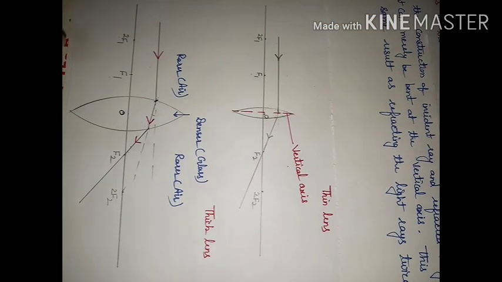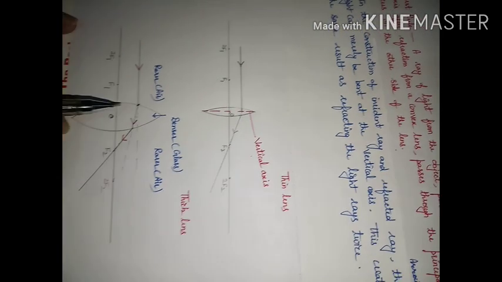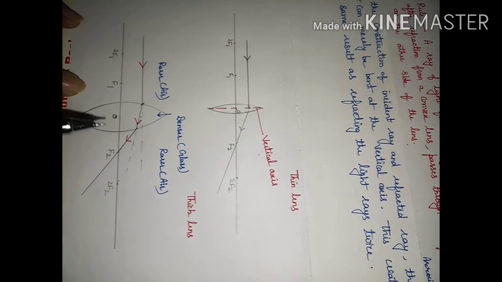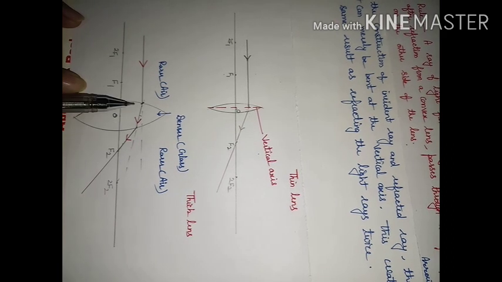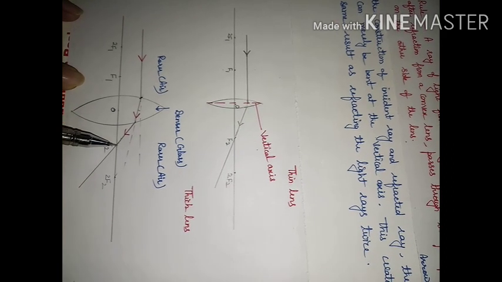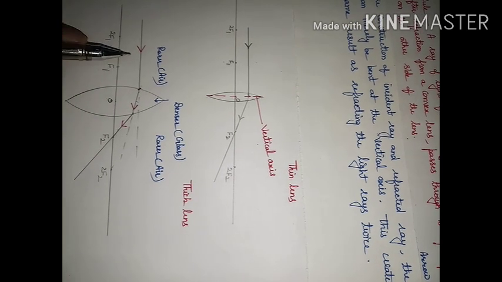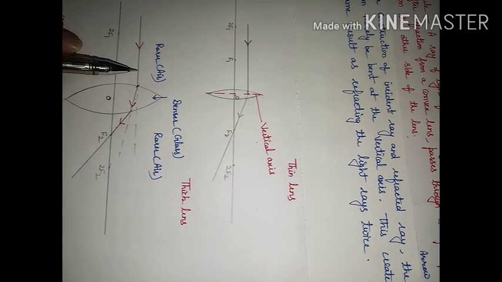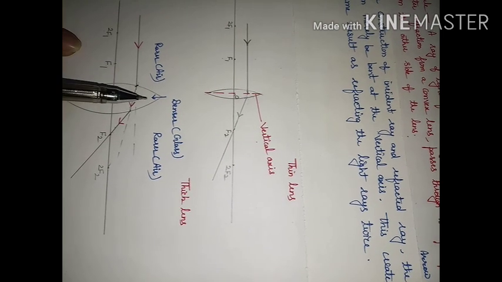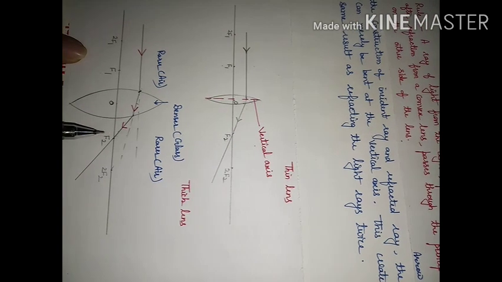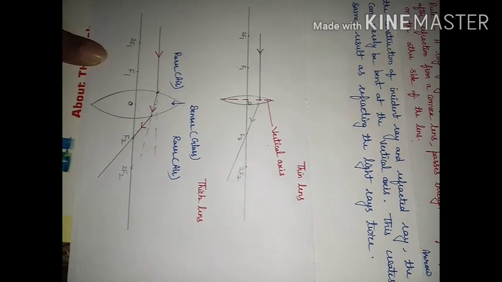So finally, the ray of light, after suffering refraction twice, one refraction at this face, one refraction at this face, will finally pass through the focus. This is the first rule. A ray of light coming from an object parallel to the principal axis, after suffering refraction through the lens, will pass through the principal focus on the other side of the lens.